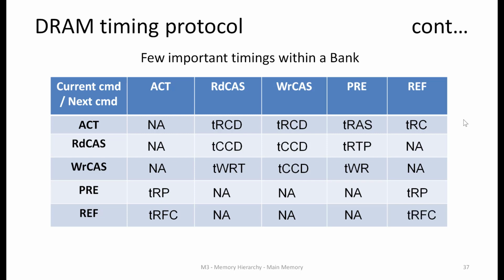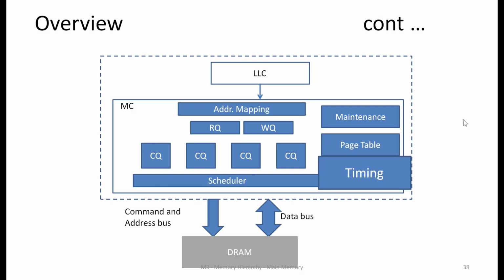And we need to space out two refresh commands with tRFC timing. So this is the timing protocol we need to follow to access one bank. Now imagine such a protocol across banks of the same rank, across ranks of the same DIMM. So the DRAM memory controller needs to keep all these timing constraints in mind, which forms its timing protocol. That is another job of the memory controller, the timing block.